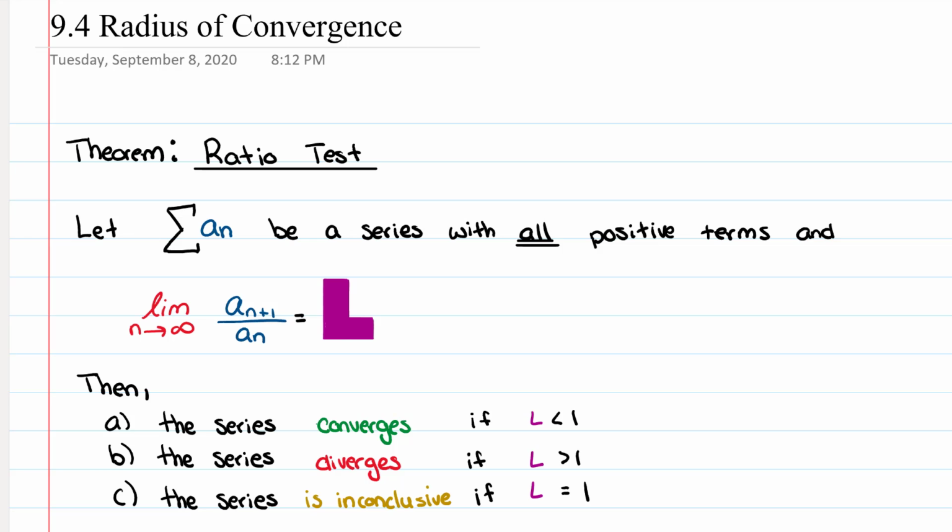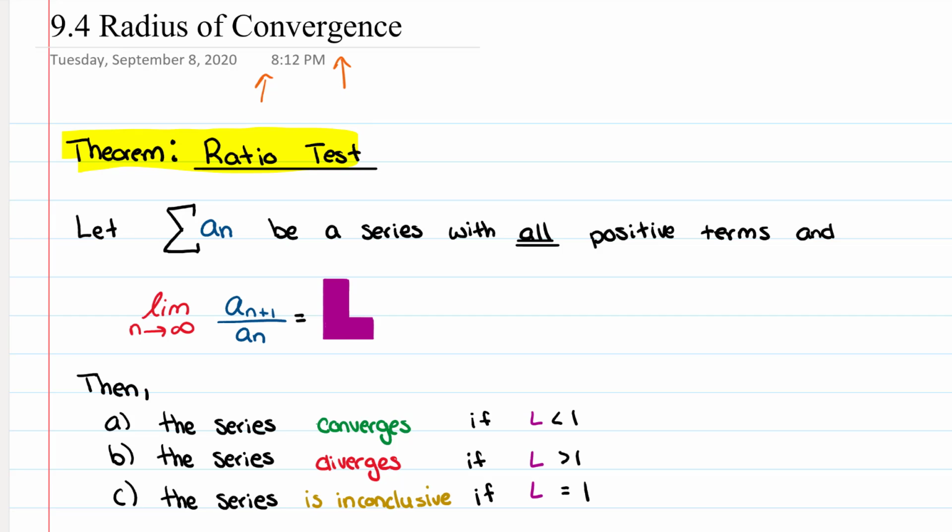9.4, example 3. Again, before we dive into example 3, I want to talk about our next theorem, which is the ratio test. This is by far one of the most useful theorems that we're going to learn when determining if something will converge and the radius of convergence. Hence the name of the section, radius of convergence.